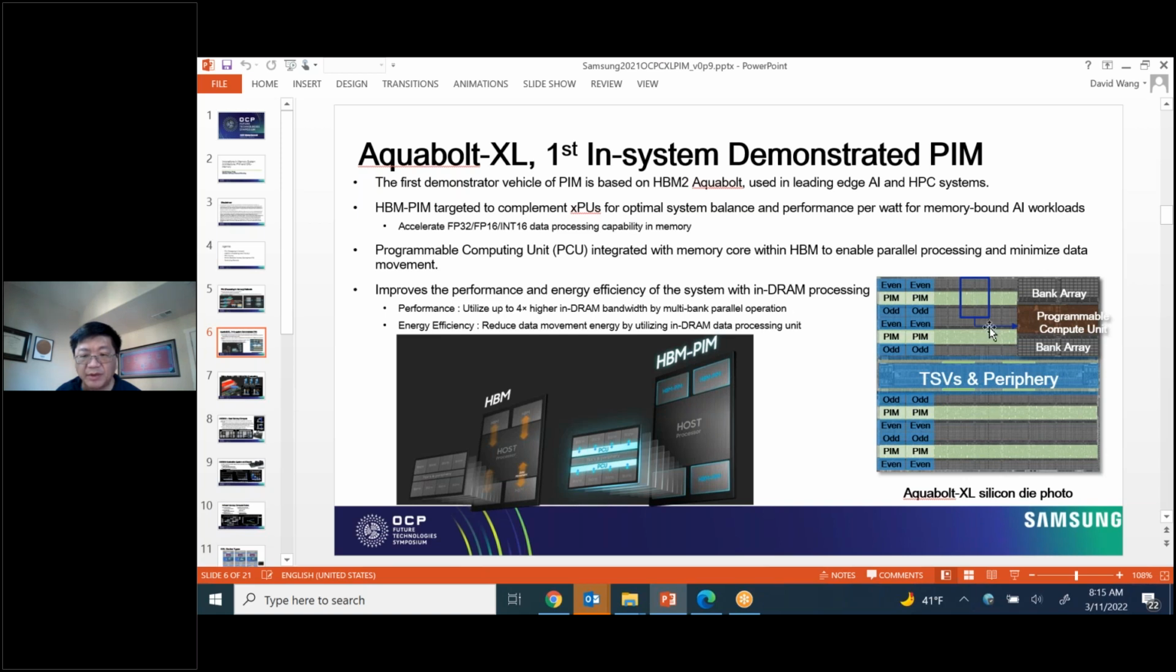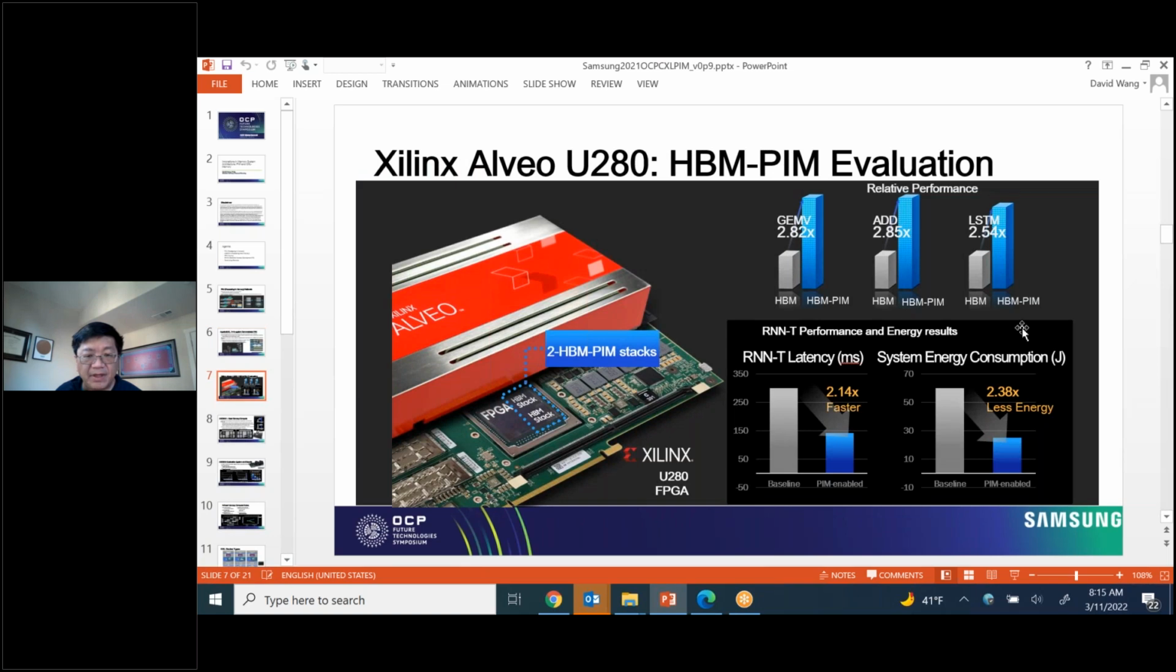So that's the thing that we're doing. And here's the actual silicon die of the memory device that we've created. The way we've done this is, you know, an experiment.